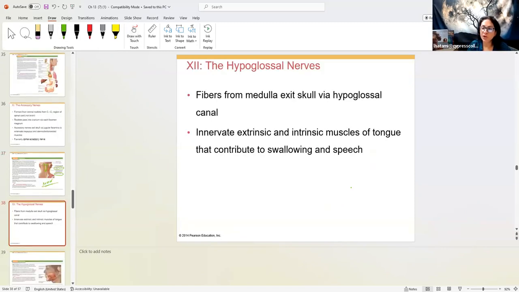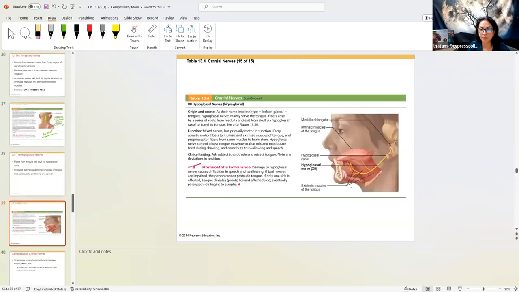Then we have the hypoglossal nerve, or cranial nerve number 12, which originates from the medulla oblongata, and by passing through the hypoglossal canal, it exits the skull. It has only motor function. It's going to innervate all the muscles of the tongue, contributing to swallowing and speech. In this picture you can see how the hypoglossal nerve originates from the medulla oblongata, passes through the hypoglossal canal and goes to the tongue to innervate the intrinsic and extrinsic muscles of the tongue.